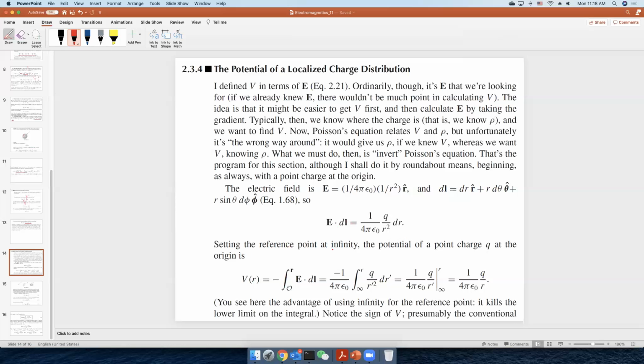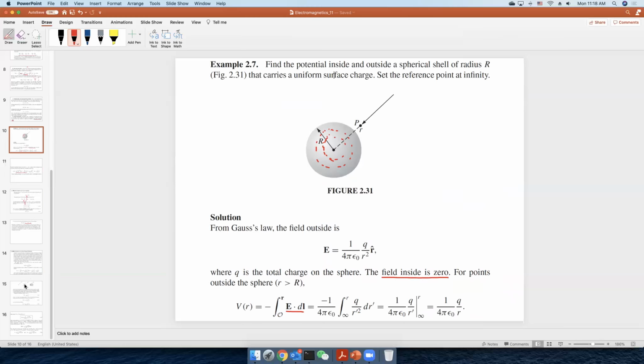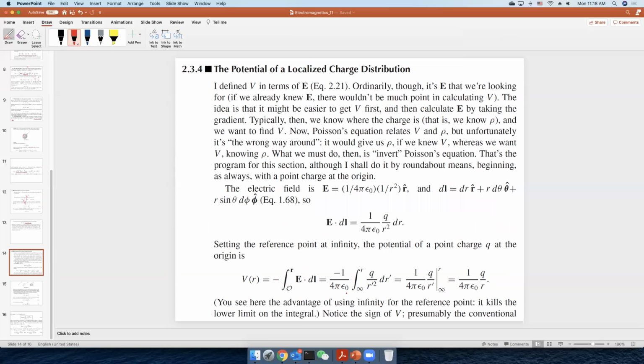Setting the reference point at infinity, the potential of a point charge Q at the origin is V equals the line integral from the reference point to r, and equals this equation. We have discussed this entire calculation in an earlier example, so here we don't want to describe it again. The result of V(r) should be shown here in this equation.